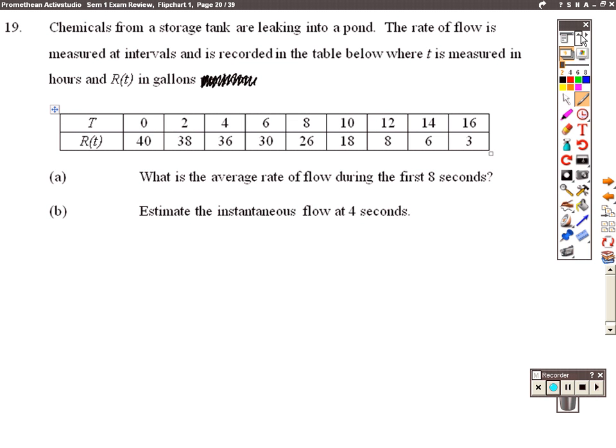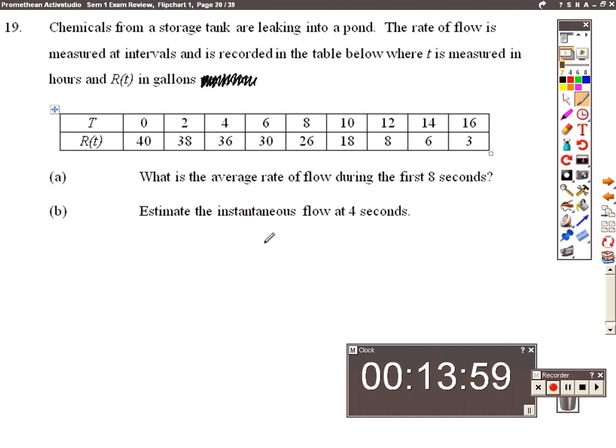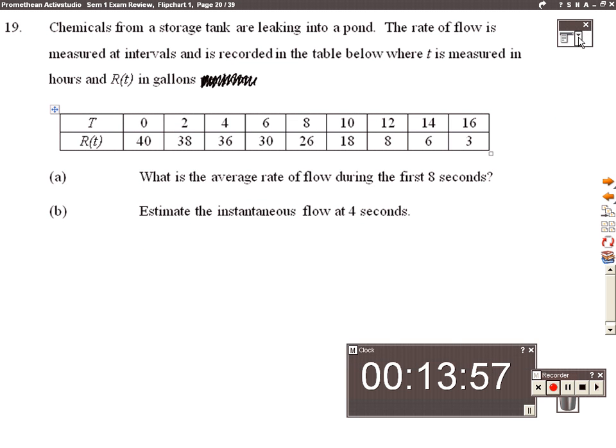I wanted to go back to problem number 19, because I realized that on your review packets I actually fixed the problem, but in my flip chart I had not fixed it. Up here where it says R of T is in gallons, it originally said gallons per hour, so that kind of messed up the problem. On your review packet you'll notice I got rid of the gallons per hour and made it gallons. So the problem makes a lot more sense now.